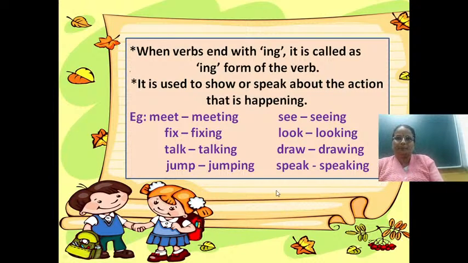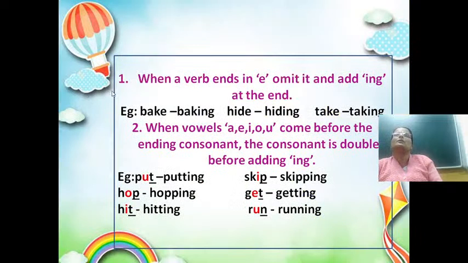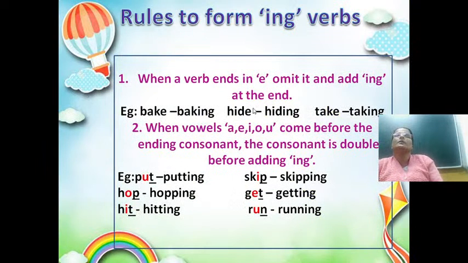Okay. And we discussed about ing form of the verb. When we are adding ing to a verb, it is called ing form of the verb. And we have discussed about the spelling rules of ing form of the verb. So if a word is ending with e, before adding ing, we have to omit the e and add ing. That's one of the rules, and we discussed the examples as baking, hiding and taking.